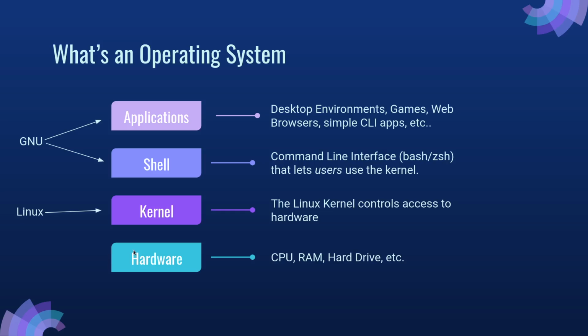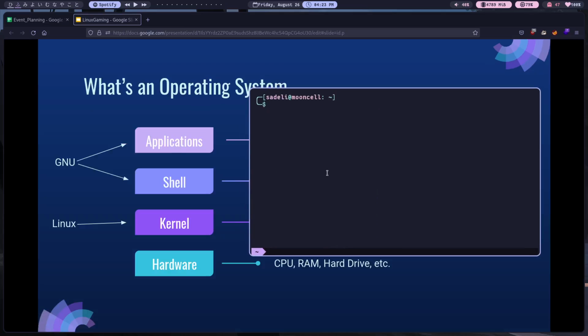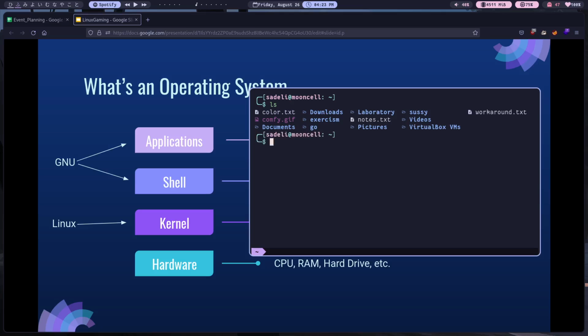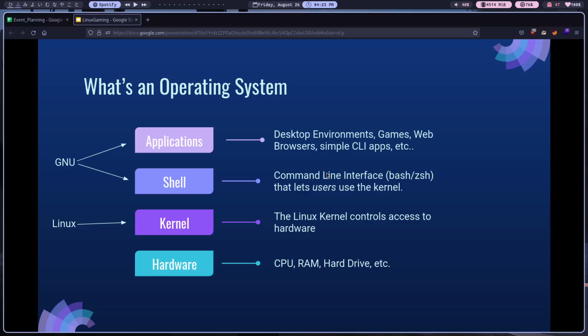If you want to actually use it like a normal human being, you need a shell. And the shell is basically a command line interface that lets users, so me, you, people with fingers, use the kernel. An example would be bash. So if I open up a terminal, and hopefully you guys can see this, this is a shell where I can run commands like ls, whoami, stuff like that. That's a shell.